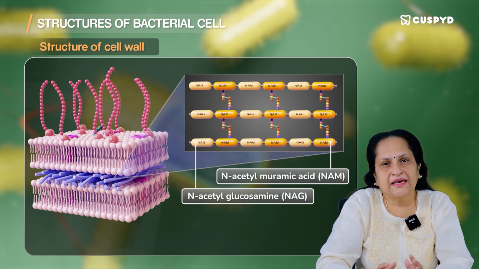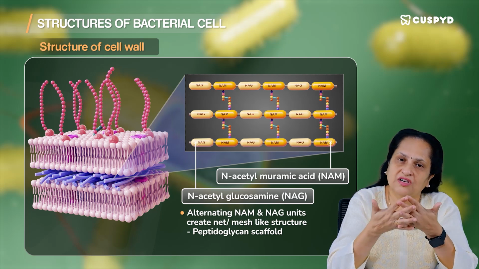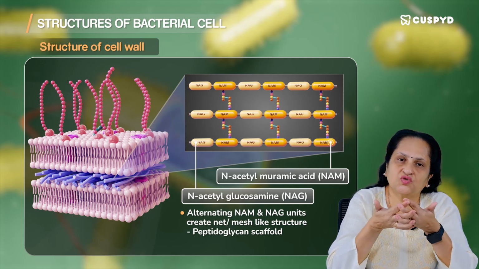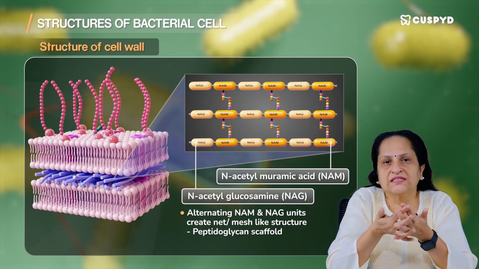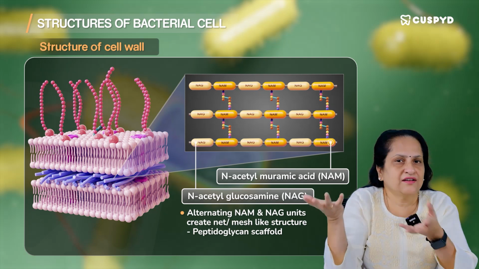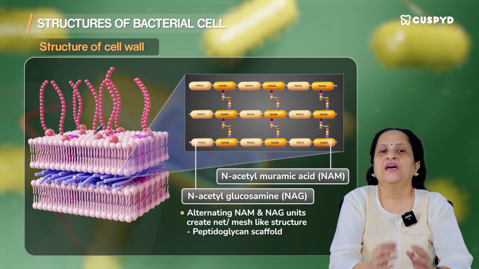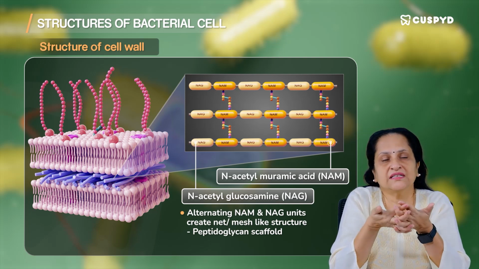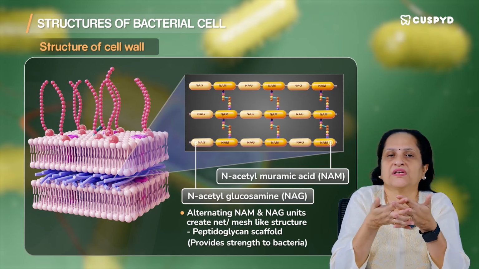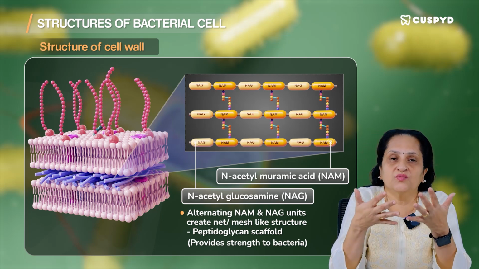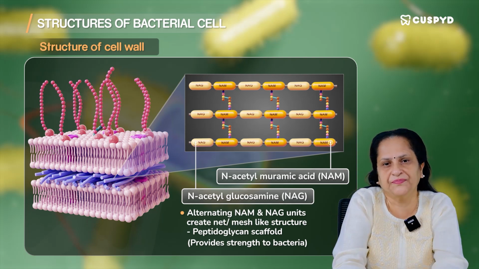Both NAM and NAG are present alternate to each other, in conjunction with each other, forming a very strong net-like structure. Basically they are called scaffolds and they look like the net of a tea filter or anything like that. This scaffolding is so strong that it is difficult to come off. That is what gives the strength of the cell wall to the bacteria.